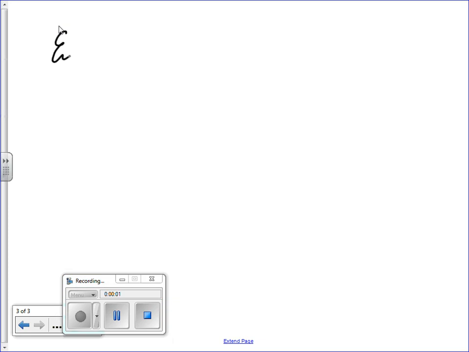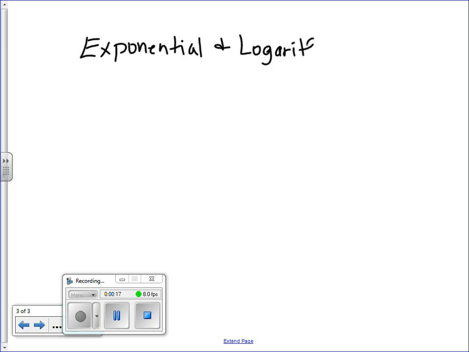Today on exponential, oh gosh, I should have slipped my little thing, and logarithmic equations. Okay, equations today. We're going to be solving some stuff.